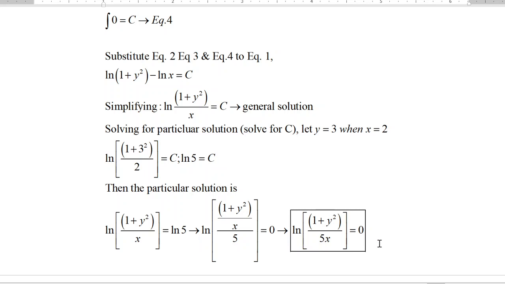Yun yung final answer ng problem or example number 3.